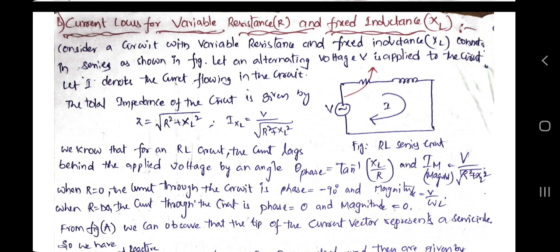which is the tan inverse of omega L by R, we already know that. Here it is the tan inverse of XL by R, or omega L by R, whatever it may be. So here the magnitude is given by V by the square root of R square plus XL square. If we consider the two cases, when R comes to 0, what happens? When R comes to 0, the current through the circuit is at phase minus 90 degrees, and the magnitude is V by XL.